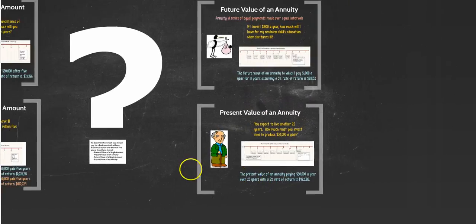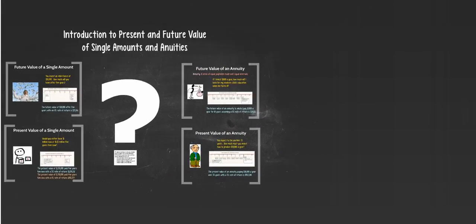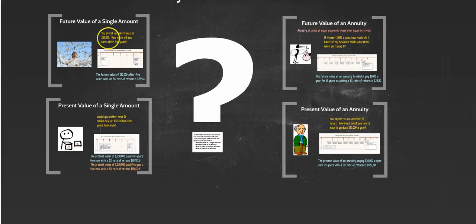So look, these are the four situations that we look at. We're looking at the future value of a single amount, the present value of a single amount, the future value of an annuity, and the present value of an annuity. And the point of this particular pre-class video is to give you an idea of what each of these phrases means: present value of a single amount, future value of a single amount, future value of an annuity, and present value of an annuity, and to show you how we use these.